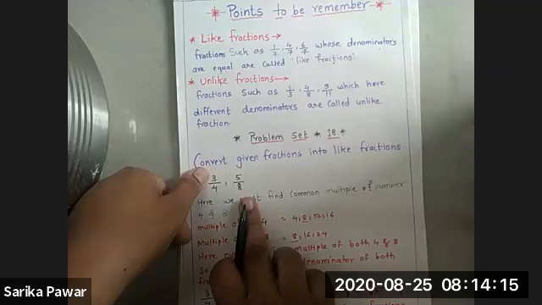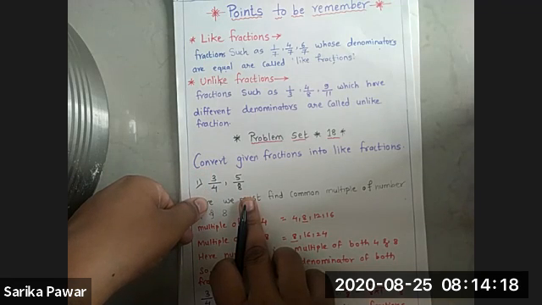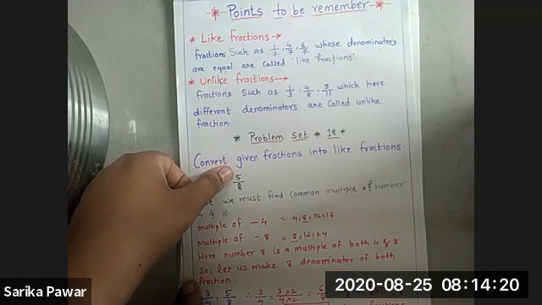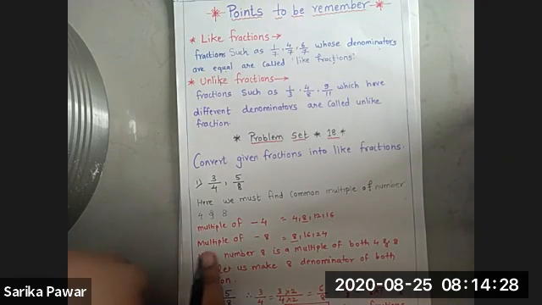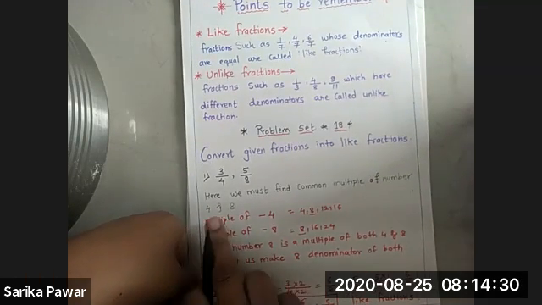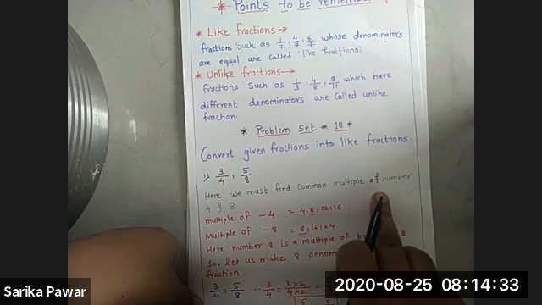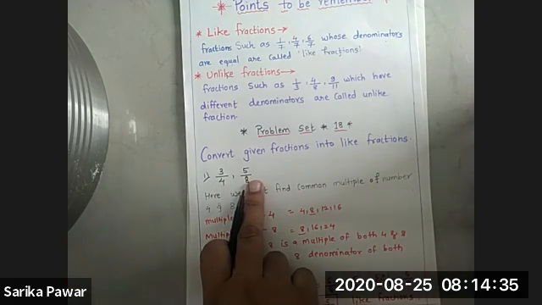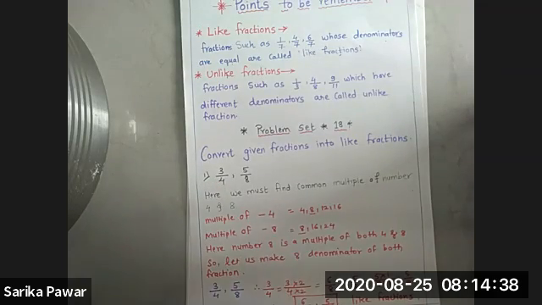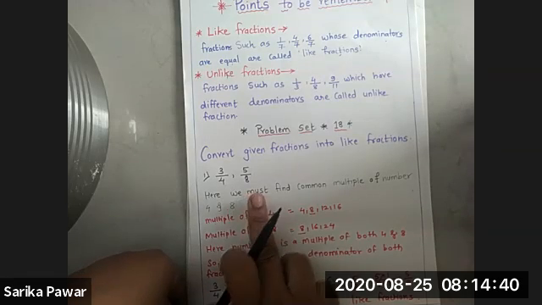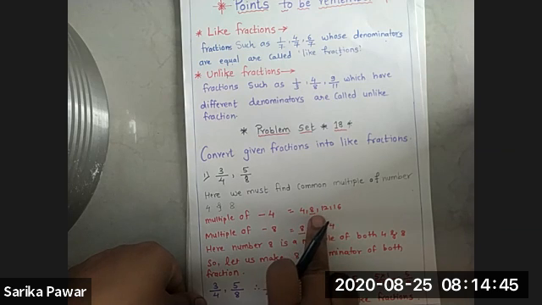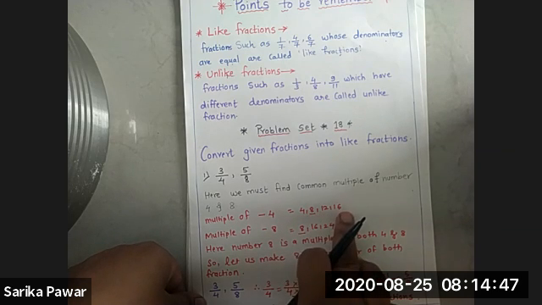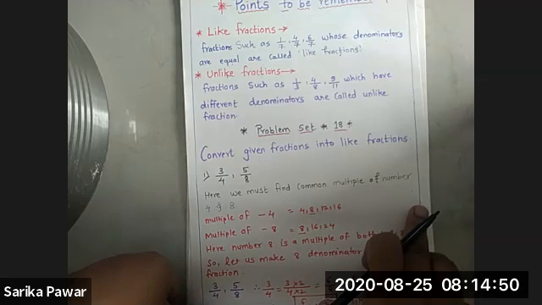Here the numerator is 3 and the denominator is 4. And the next one, the numerator is 5 and the denominator is 8. So what we have to do here? We have to equalize the denominators. For that, first we must find a common multiple of the numbers 4 and 8. Here is the denominator 4 and here is the denominator 8. So first we have to write the table of 4. 4 1s are 4, 4 2s are 8, 4 3s are 12, 4 4s are 16. You can write up to 40 also.